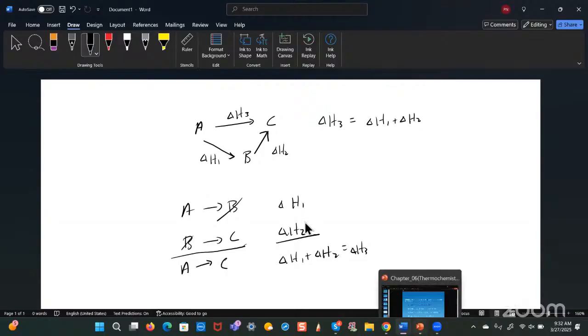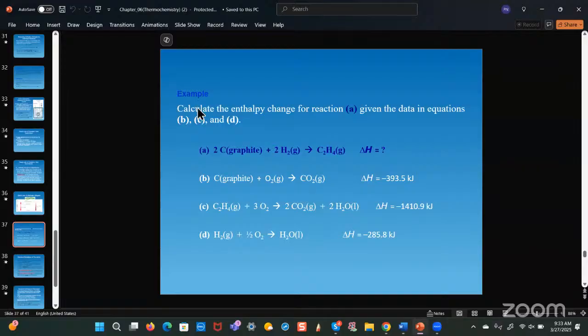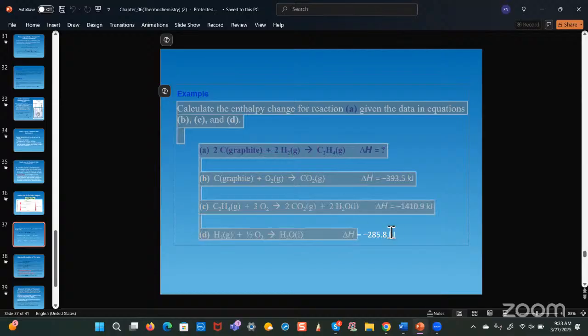This is the principle that we're going to employ in solving problems such as the problem that we're going to do right now. And I'm going to need some space. So again, I'm going to copy and paste this into Word.